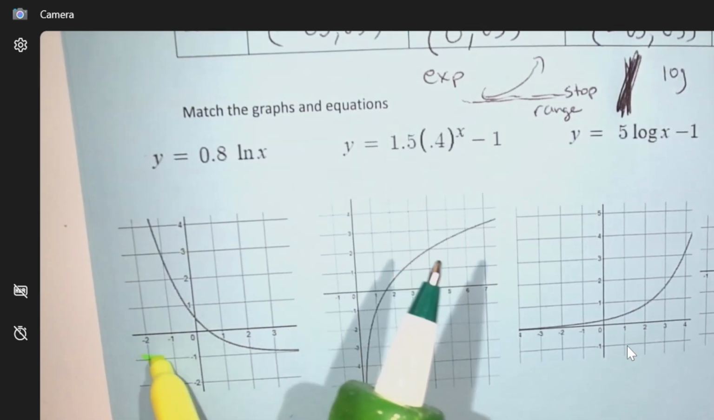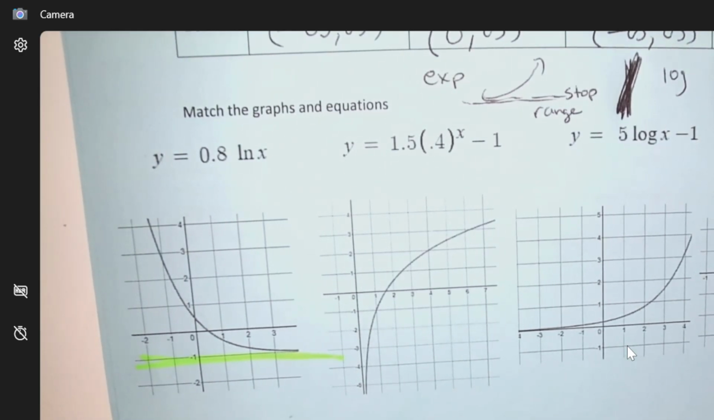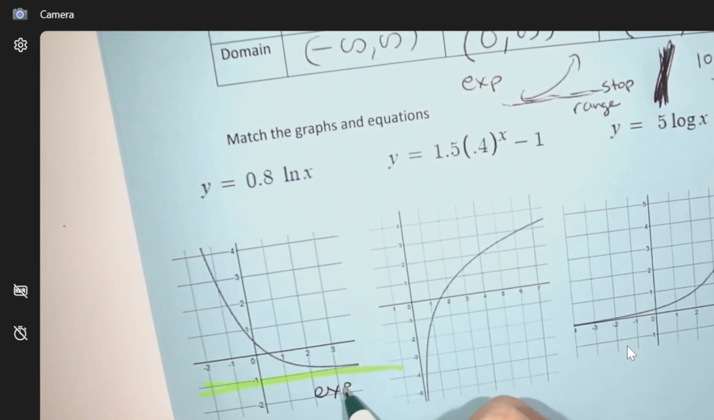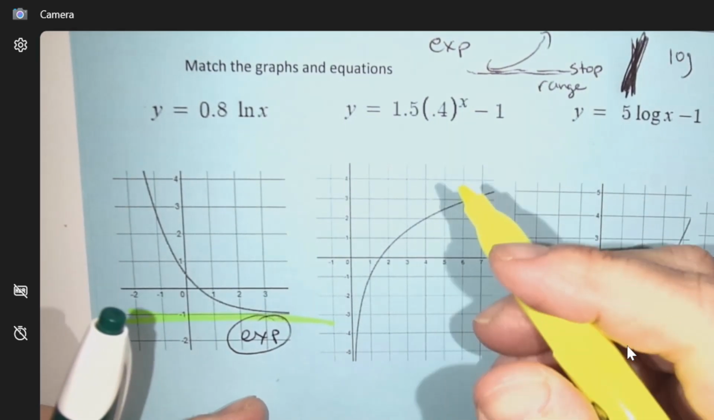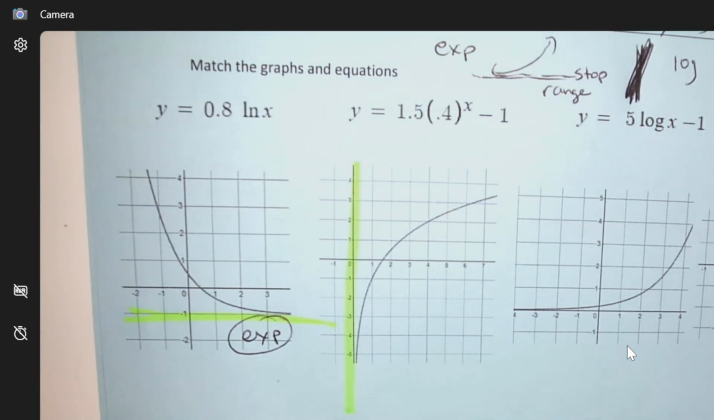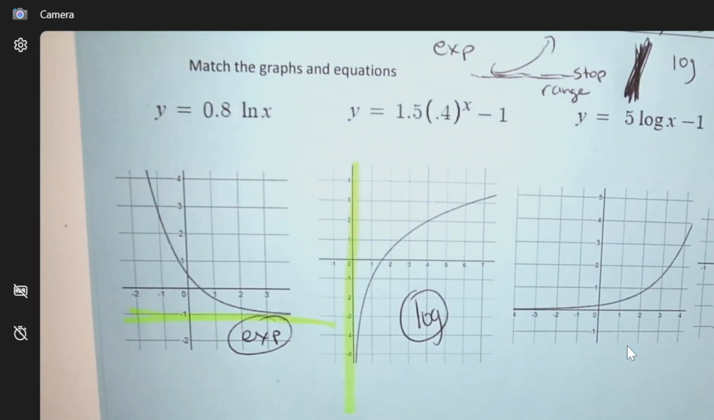On this one, I would say it looks like I'm stopping this way. Do you see it? The line is kind of flattening and saying, don't go past that. So it would be an exponential. Okay, this one, to me it looks like the pattern is stopping like that. Do you see it? Can you visually see that? So this one would have to be a log.